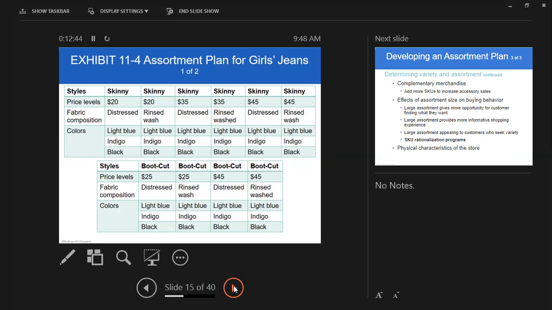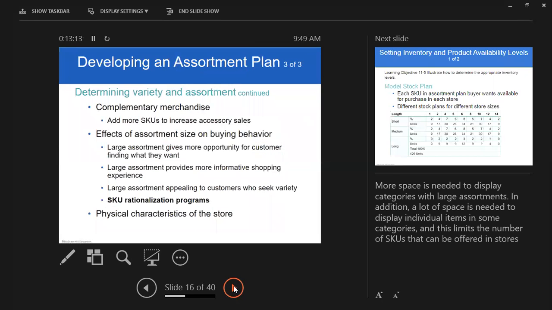So it depends on the needs of the consumer. That's why when you go to a jeans shop, a lot of types of jeans are available with different colors and different materials. So that is one example of the assortment plan. As a retailer, you need to understand the needs coming from your consumer or your customer.